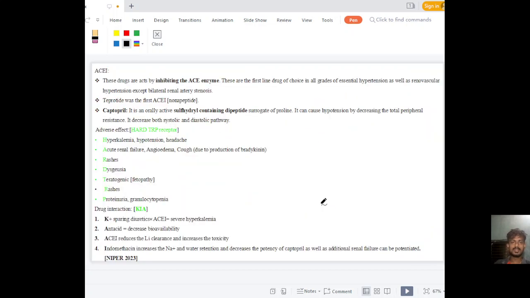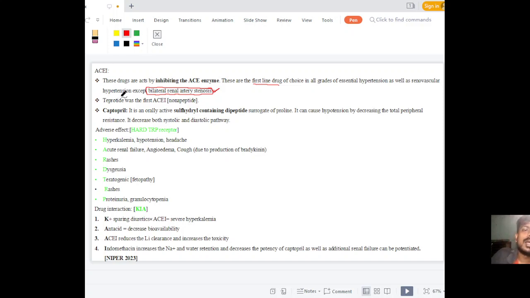Next, let us discuss ACE inhibitors in detail. ACE inhibitors are a class of drug that inhibit the ACE enzyme, that is, they block the conversion of angiotensin 1 to angiotensin 2. These are first line agents except in bilateral renal artery stenosis, as I told you before. In this condition, ACE inhibitors are contraindicated. Other than this condition, these drugs can be given. ACE inhibitors and thiazide diuretics are given together because they show synergistic activity.